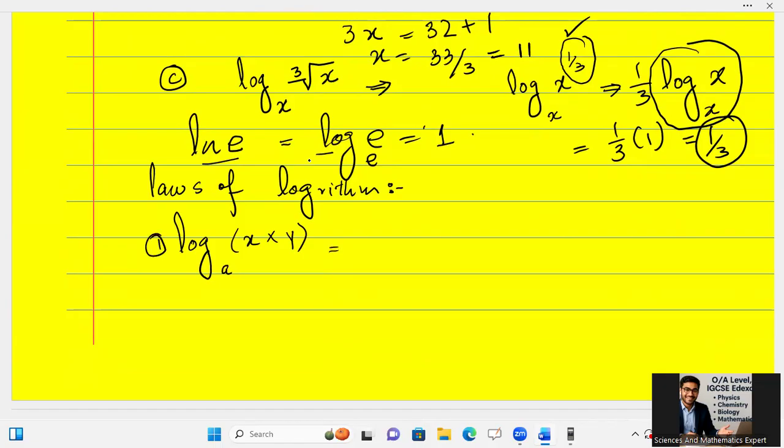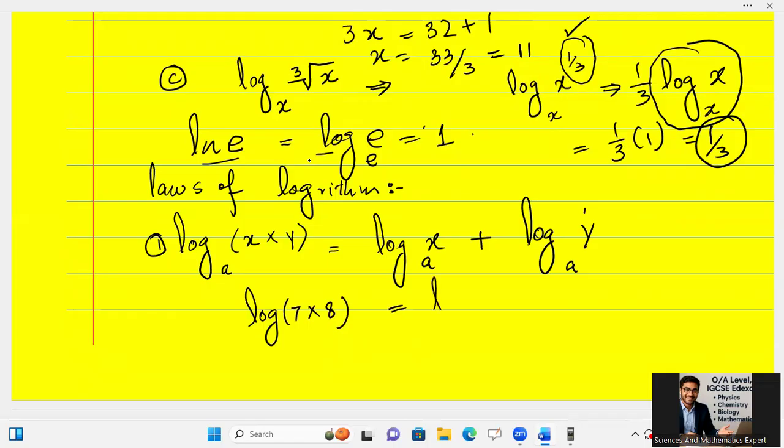If two numbers are being multiplied with the same log base, then we can write it as log x to the base a plus log y to the base a. It means if it is written log 7 multiply 8, you can write it log 7 plus log 8. This is the example which I have just shown.